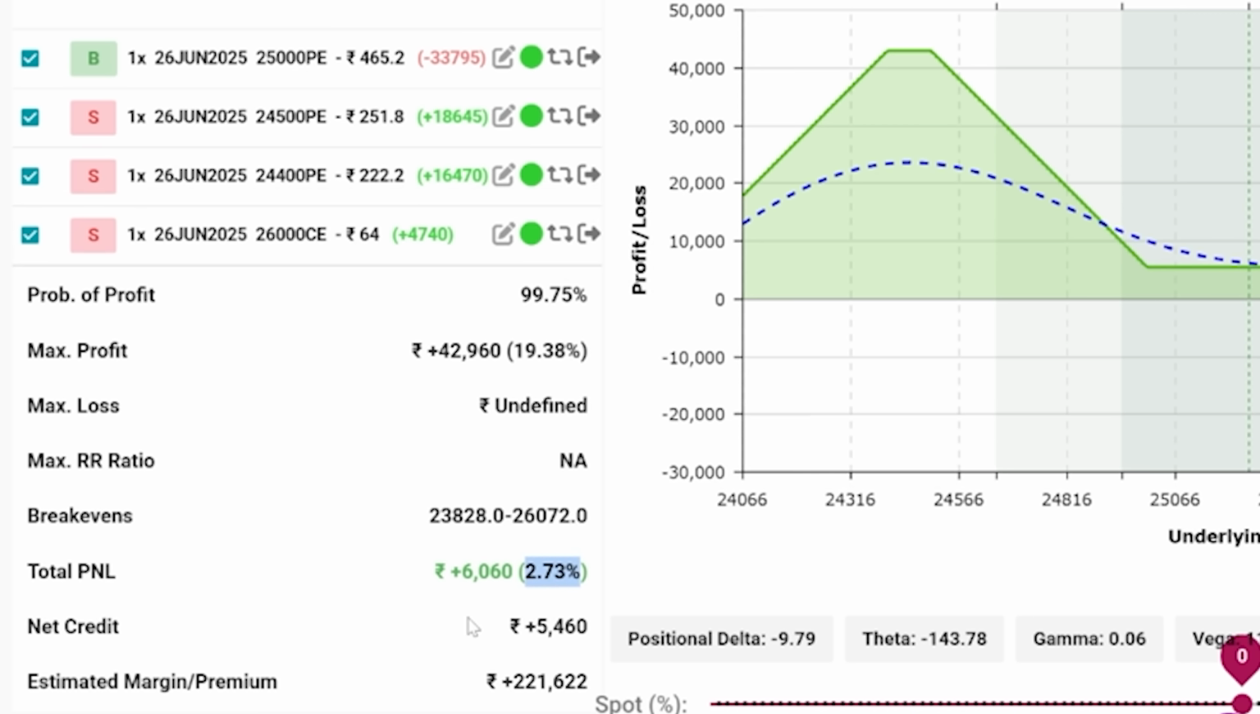Because you've got nearly 17-18% profit in the Bank Nifty call ratio, the put ratio has given 2.73%. Still, it's a very, very good return actually.